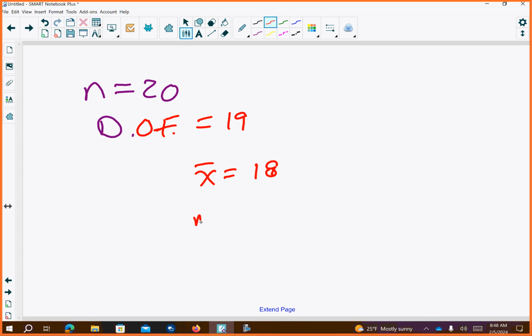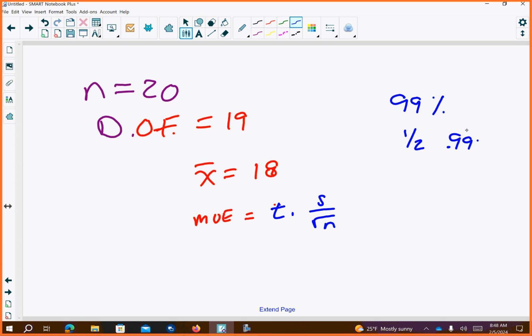So we need to find our margin of error. So we're going to go T times S over root N. We are trying to create a 99% confidence interval. So what's halfway to 100? So 0.995.